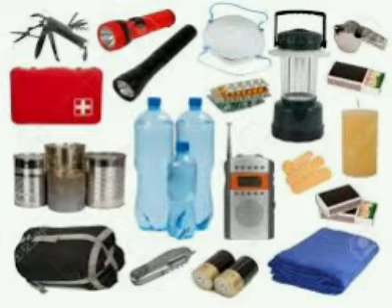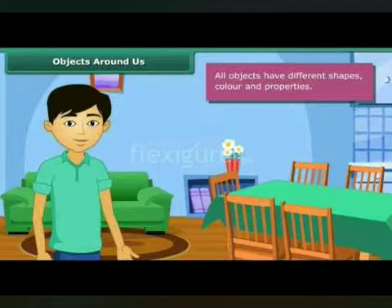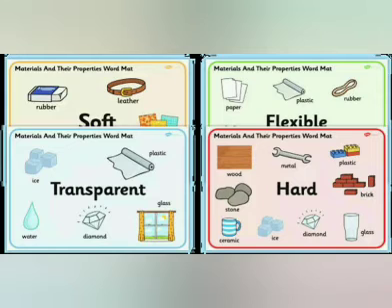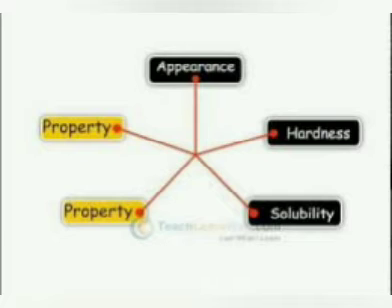Hello friends, we see many objects around us. Now, they have different shapes, they have different properties. You can classify them based on soft, transparent, flexible, hard. So, based on the property, the objects can be classified. The classification can be based on appearance, how they look.